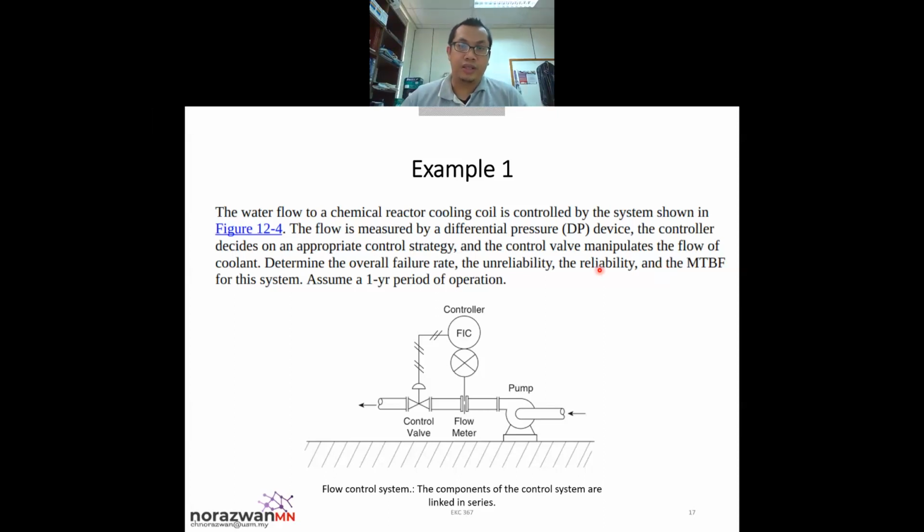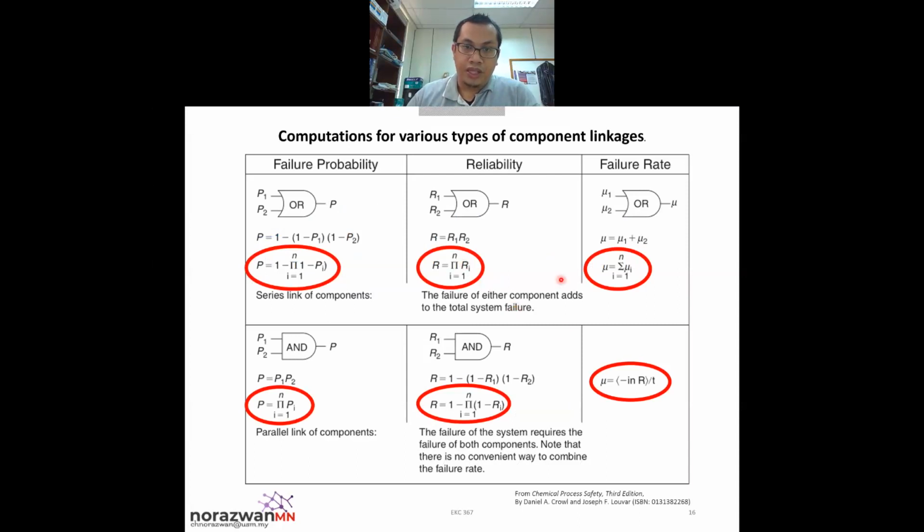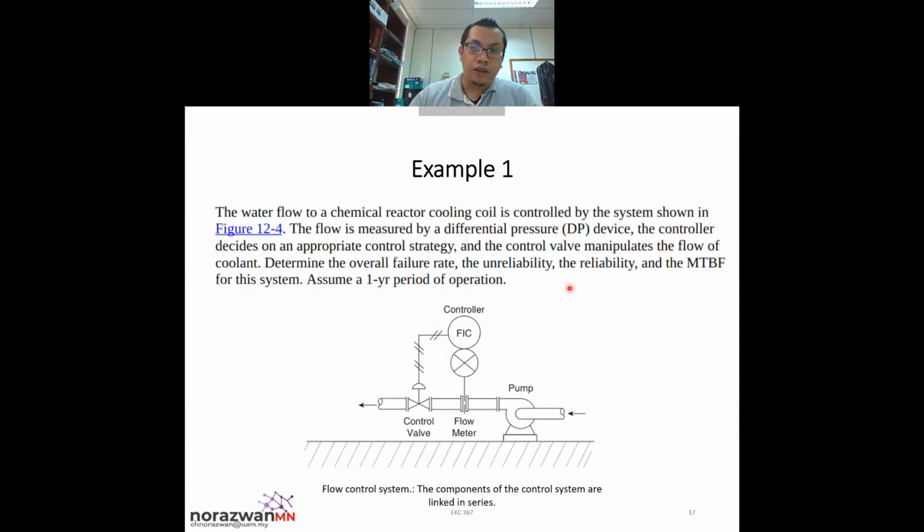Okay, so you already learned how to calculate the failure rate and also the MTBF. Today we will look at how you can determine the unreliability and also the reliability for the system. I think reliability has also already been covered by using this equation. Therefore, we will look at how to calculate the unreliability.